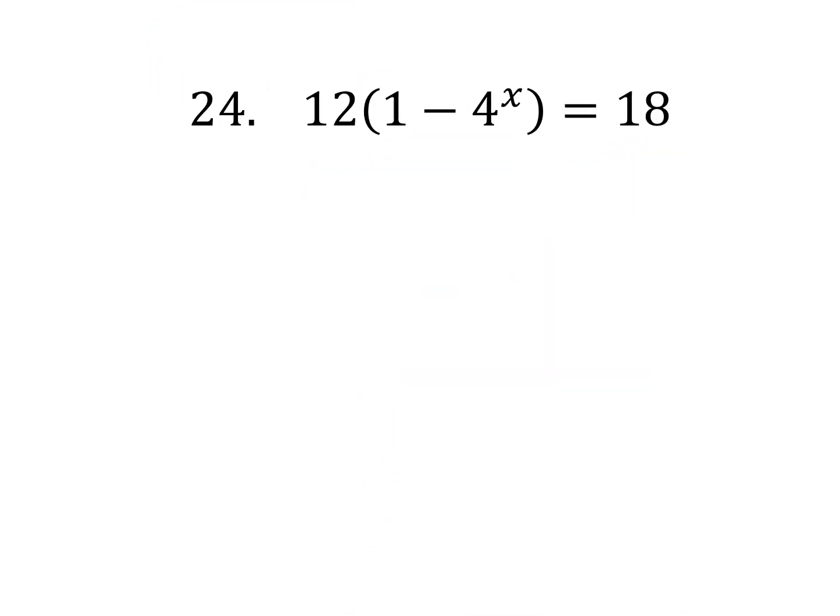What about 24? I think you should do log base 12 on both sides. No, divide by 12. Let's divide by 12. Remember, we want to get the base that has the x, the exponent, all by itself. So we got to divide by 12. So 1 minus 4 to the power of x equals, I'll put 18 over 12 in my calculator. We get 1.5.